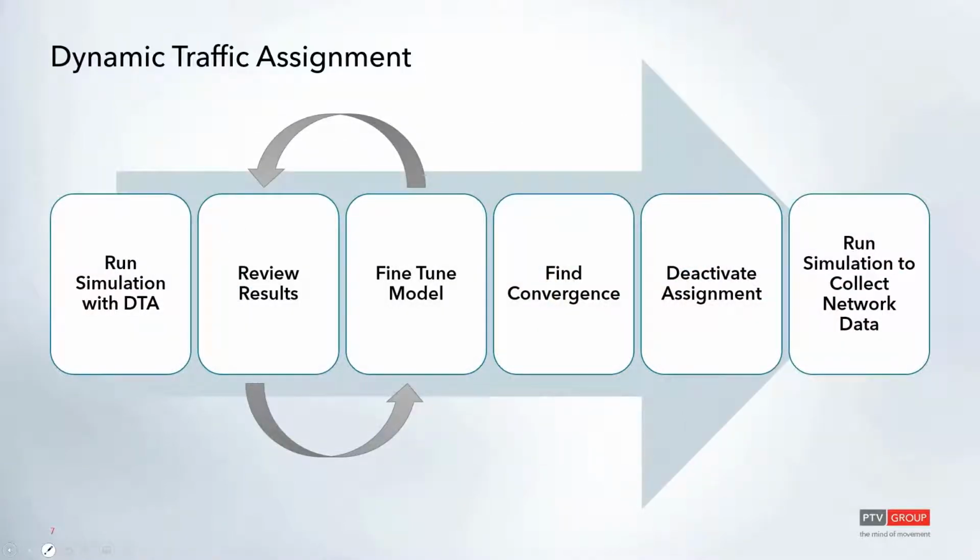So today we'll be taking a look at, once we have everything set up, how we can go through and actually run this assignment method. And then taking a look at the results that come out of DTA, and then doing some fine-tuning and adjustments for the model. After that, we'll take a look at what it means for the model to find convergence and how we can check some of the status of those within the model itself. And then once we've found convergence, we'll go through how we can deactivate that assignment so that we can finish up the simulation run and collect our network data for multiple seeds.